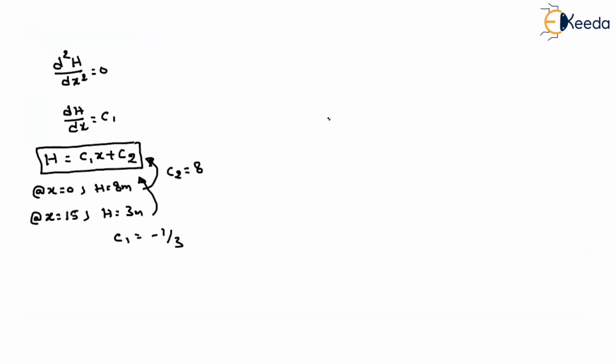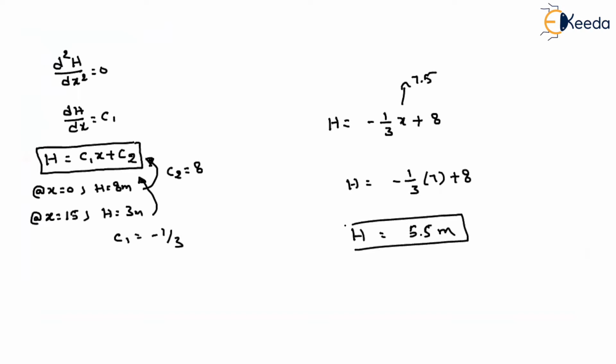So how your head is varying will be minus 1 by 3x plus 8. At what point we need the head? At a distance of 7.5 meters. Substitute the value. H will be equal to minus 1 by 3 into 7.5 plus 8, that is minus 7.5 by 3 plus 8. If you solve this, we'll get the value around 5.5 meters. So the head available at that point is 5.5 meters.